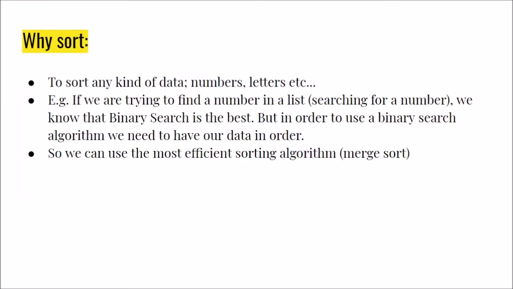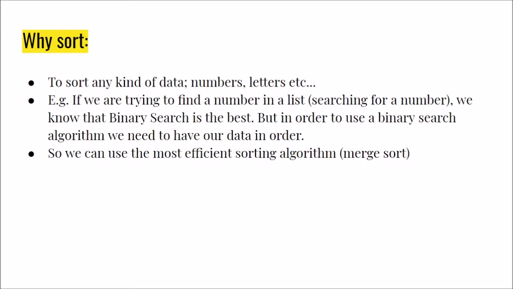All right, so let's look at why we need to sort any kind of data. We use sorting algorithms to sort any kind of data. That could be numbers, letters, words, anything like that. An example we can think of is if we're trying to find a number in a list, so we're searching for a number. If you remember, the last video we went over was binary search, and we know that binary search is the best algorithm for searching for a number or letter or any kind of data.